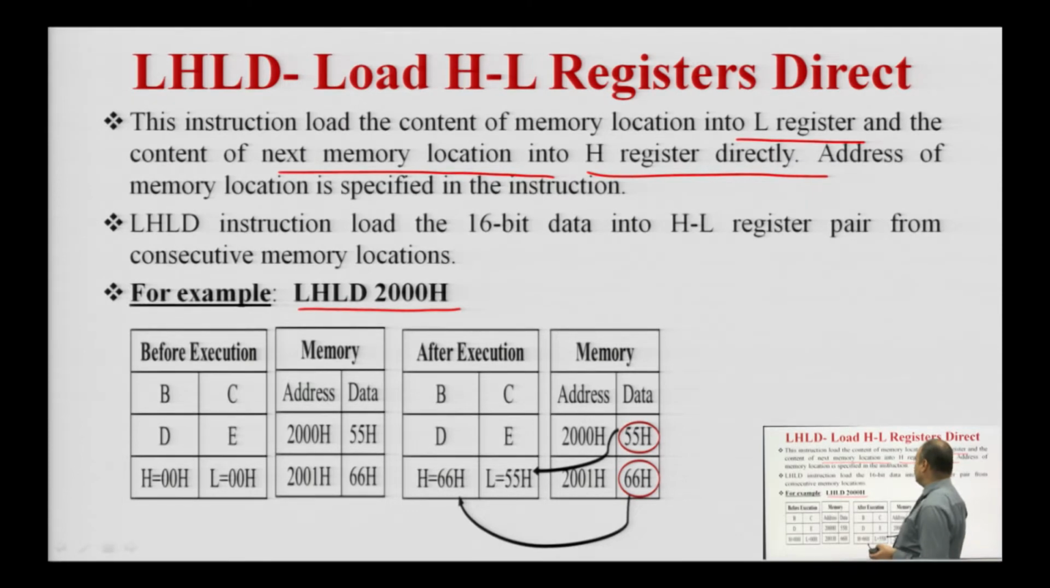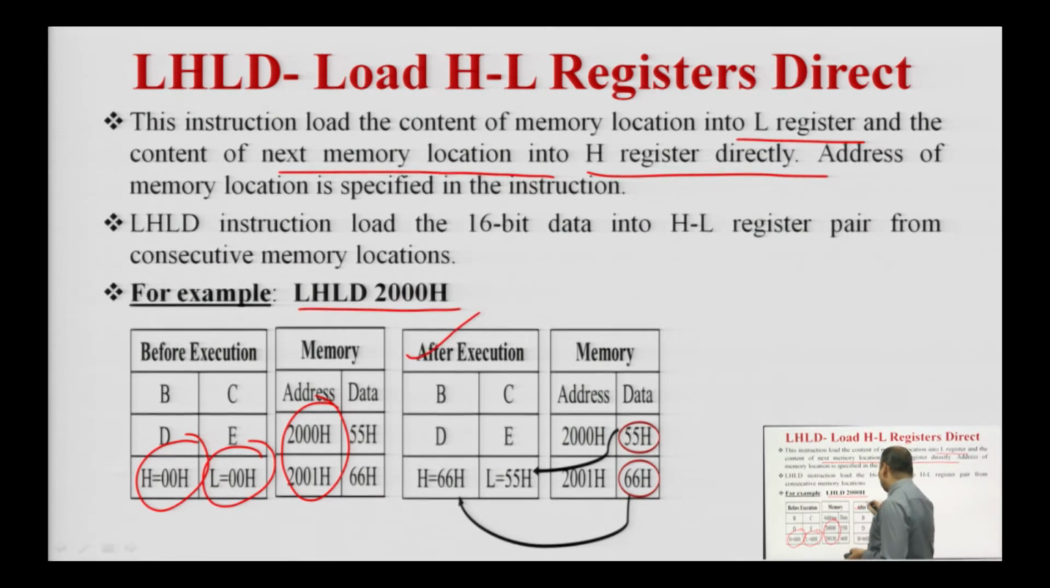So, before the execution of this instruction, the content of H is equal to 0 and L is equal to 0, and the address of the memory location is 2000H. So, two consecutive memory locations come into the picture. 2000H and 2001H are the two consecutive memory location addresses, where the data 55H and 66H are present. So, after the execution of this instruction, it will load the content of the memory location having address 2000H, which is 55H, into the L register.